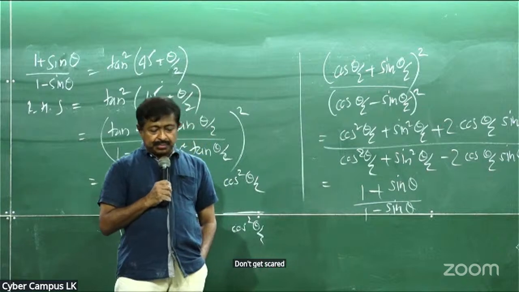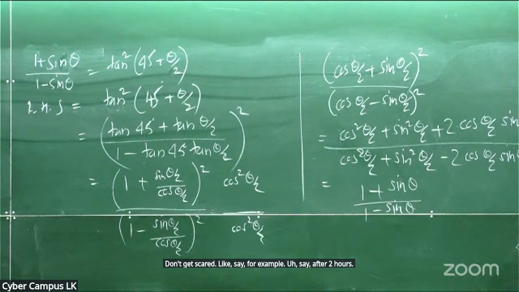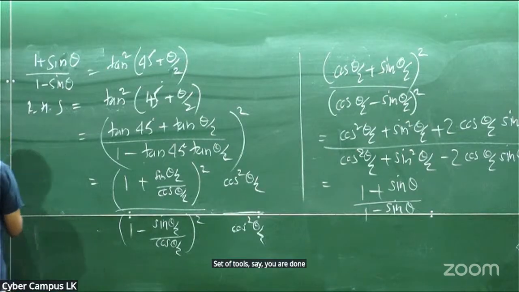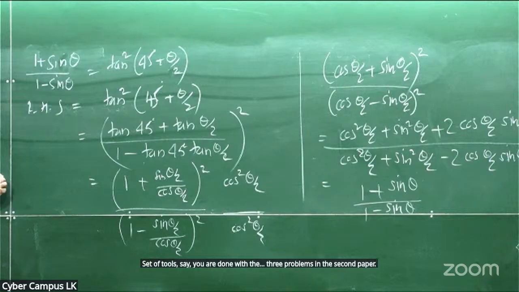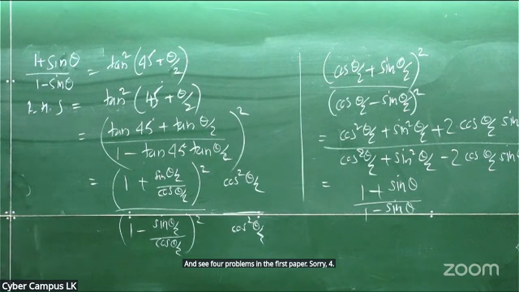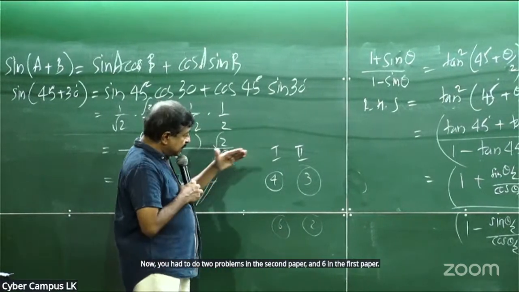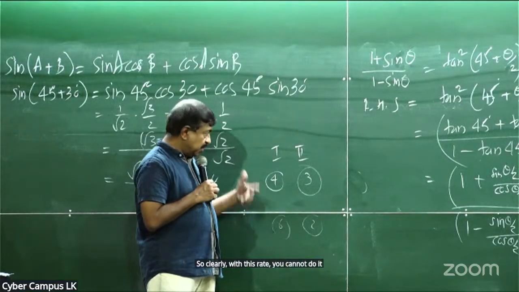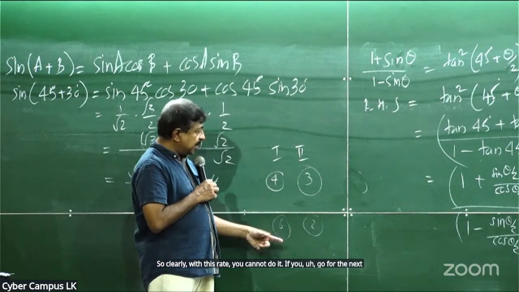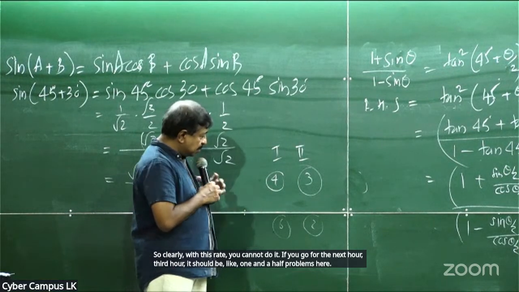Say for example, after 2 hours, say you are done with 3 problems in the second paper, and say 4 problems in the first paper. Now you have to do 2 problems in the second paper and 6 in the first paper. So clearly with this rate, you cannot do it. If you go for the next hour, the third hour, it should be like 1.5 problems here and 2 problems here.